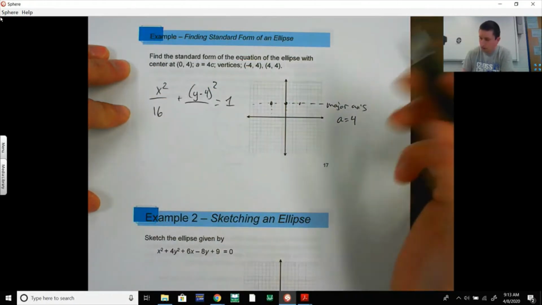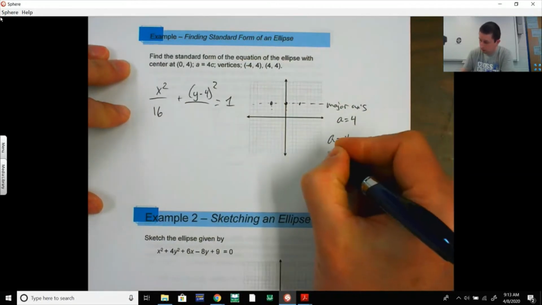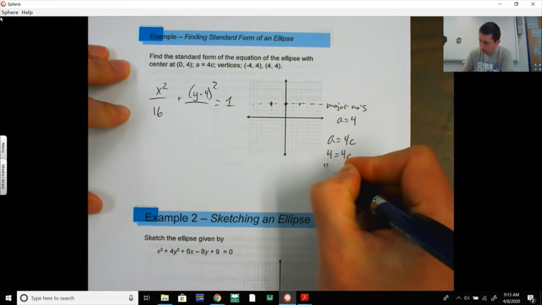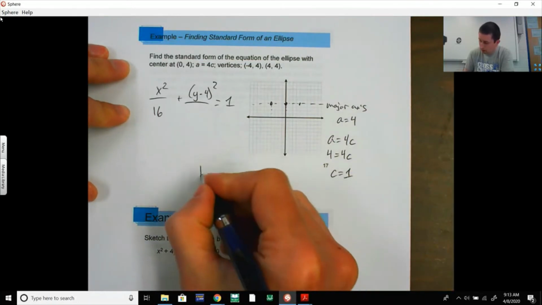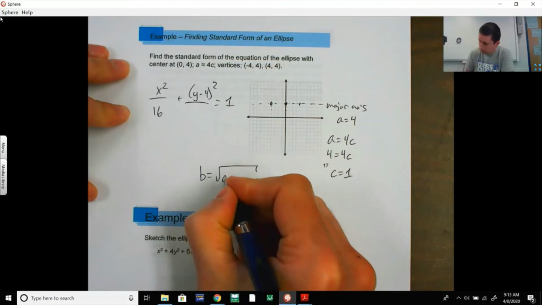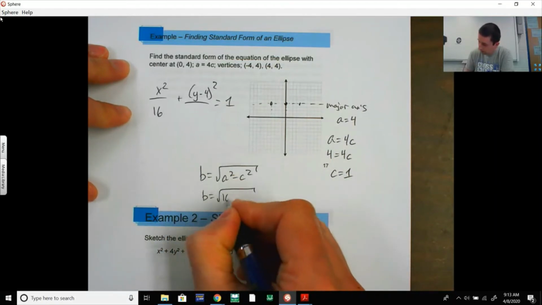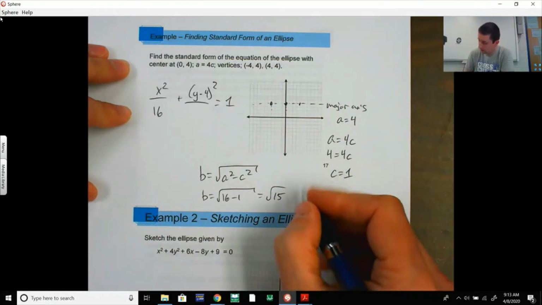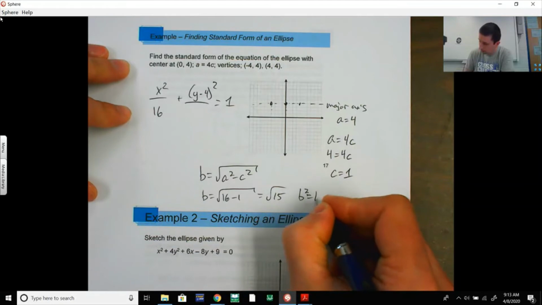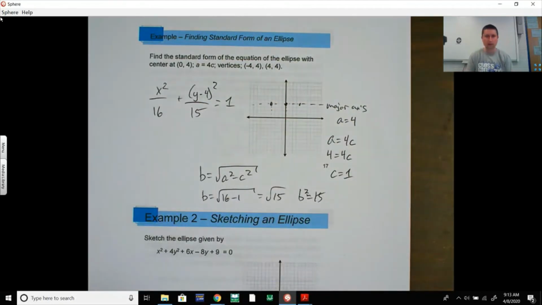Okay. What we also know is that A equals 4C. So 4 equals 4 times C, so C has to equal 1. From that, we know B equals the square root of A squared minus C squared. So B equals the square root of 16 minus 1, which is the square root of 15. So that's the value of B. So B squared equals 15, and that's what would go here. Okay, this would be very close to a circle.